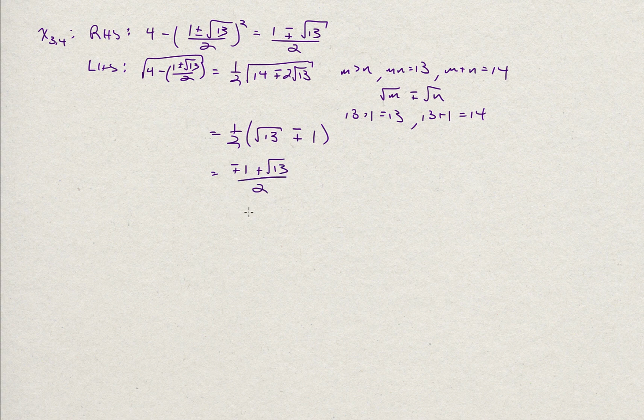So comparing the left-hand side and the right-hand side, if this is equal to 1 minus or plus square root of 13 over 2, well, the 1 has to be positive. So that's from plugging in x4. And also, the square root of 13 has to be positive. That's going to have to come from plugging in x4 as well, too. So x4 is a solution.